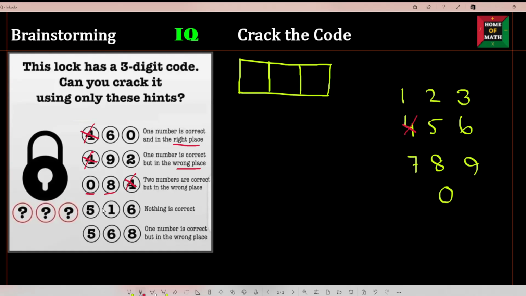Next, 5 1 6, nothing is correct. So first we will take out 5 1 6. Here is 5 6, we can take out. Here is also 6. So look, 5, 1 and 6 we can take out.